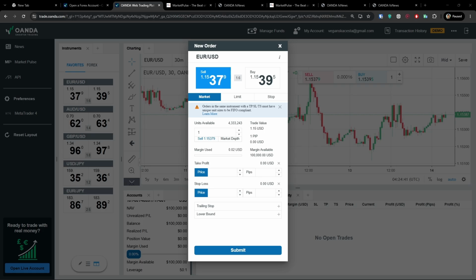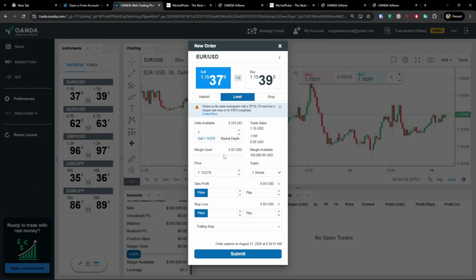So here on EUR/USD, you're going to find the sell and buy. First, these are the two prices and the spread between them, 1.6 pips. You buy at the higher price and sell at a lower one, so the gap is Oanda's fee. For the buy, you're going to have a long position. This means that when the price goes up, you're going to make money. For the sell, you are shorting the position. This means that you believe the price will go down, and when the price goes down, you are going to make money.